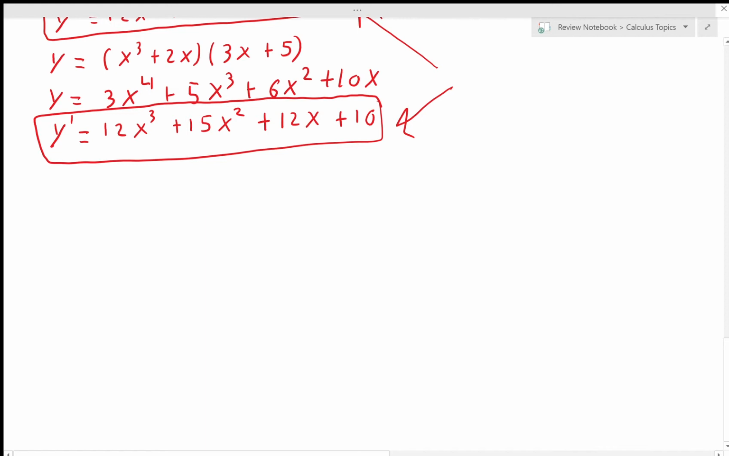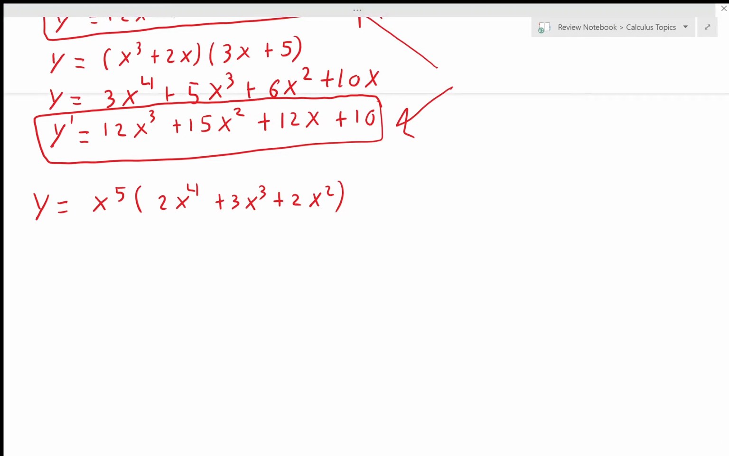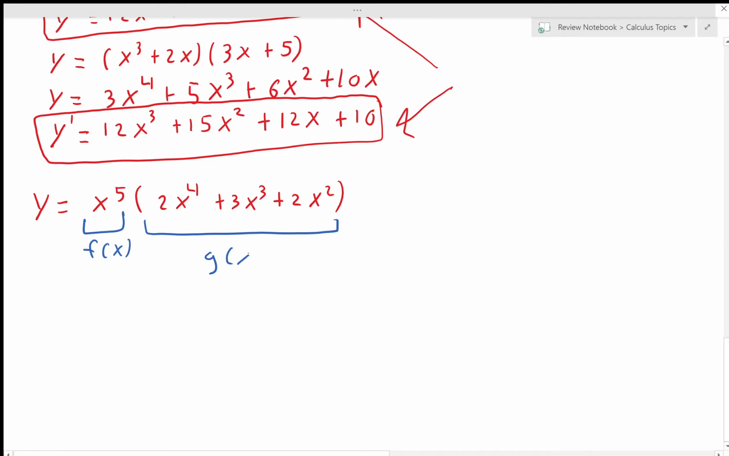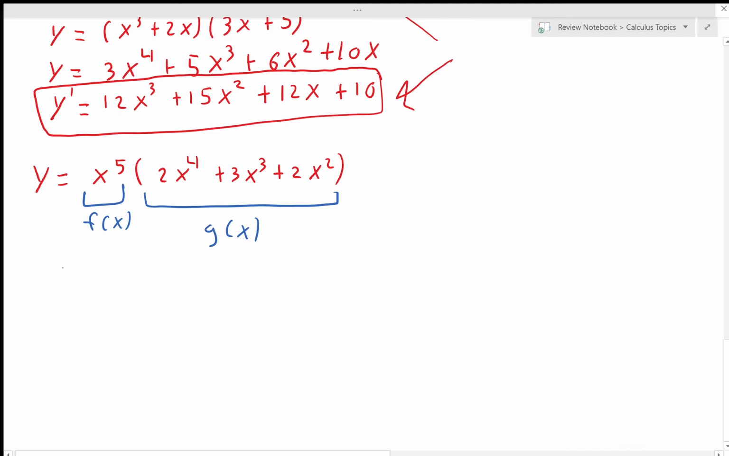We can just show y equals x to the fifth times the quantity of 2x to the fourth plus 3x to the third plus 2x squared. Go back to, we can go to blue. So we need to define our two functions. So this one is f of x. This one is g of x. We see that this x to the fifth is being multiplied by everything. So f of x is equal to x to the fifth.